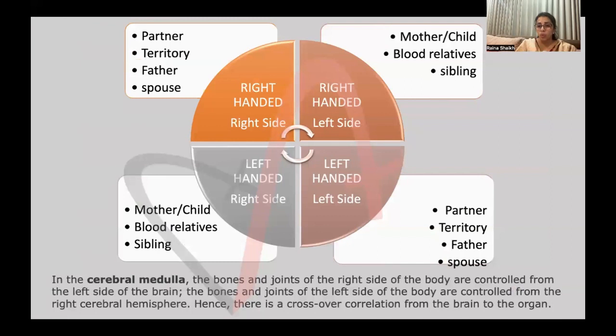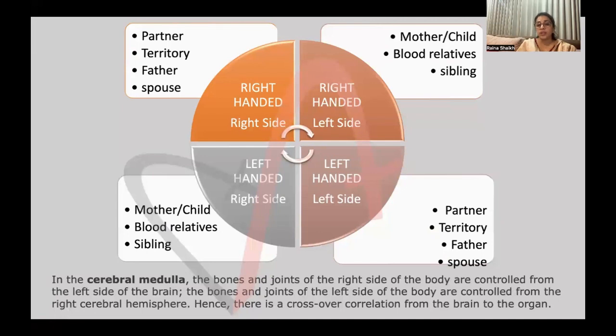Now, since the bones, joints, ligaments, tendons and muscles are all from the cerebral medulla, the bones on the right side of the body are controlled from the left side of the brain, and vice versa, because there is a crossover correlation. This helps us in framing the question. When a patient comes to you, you have to put the right question in front of him so that you get the answer related to the suffering of the patient. For example, if a right-handed person has come to you with right-sided complaints, you have to ask him questions regarding his partner, the working partner, the spouse, regarding his property, finances, territory, and father.